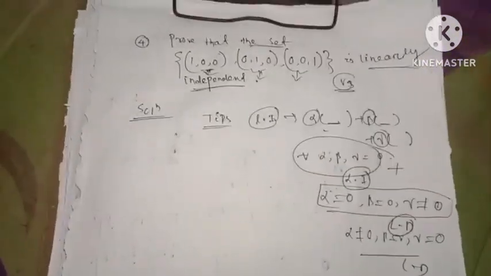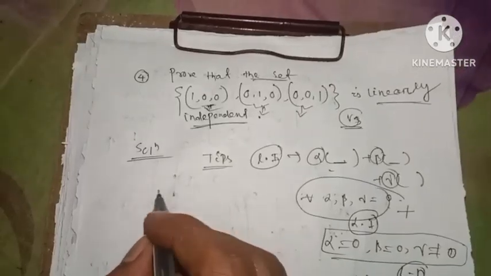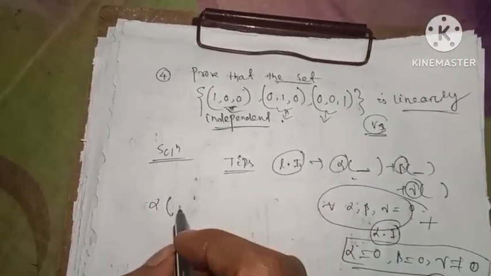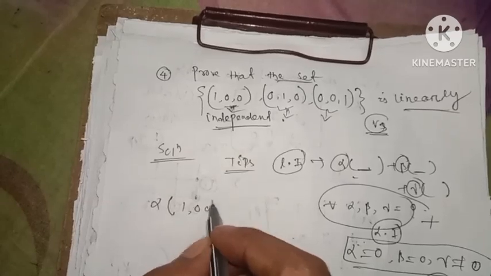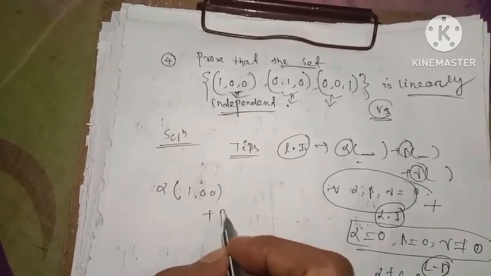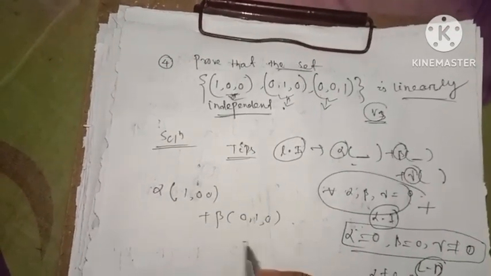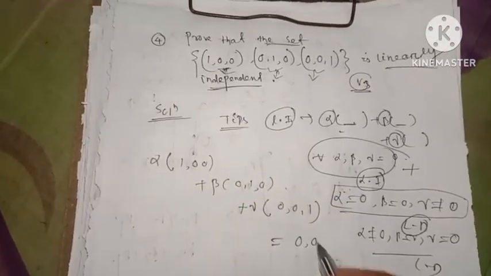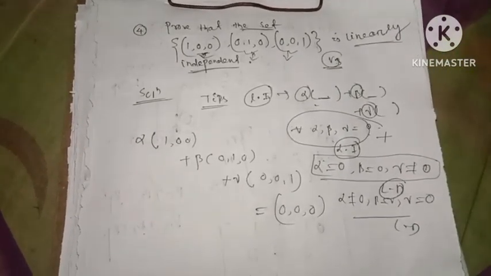So whenever this concept comes, I will solve these questions. So alpha into, this will be scalar, alpha into 1 0 0 plus beta into 0 1 0 plus gamma into 0 0 1, and the right side equal to 0 0 0, because there are 3 vectors, the result will be 0 0 0.